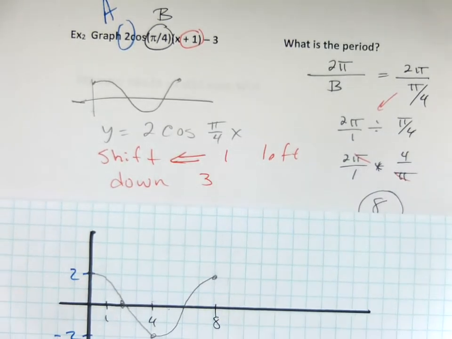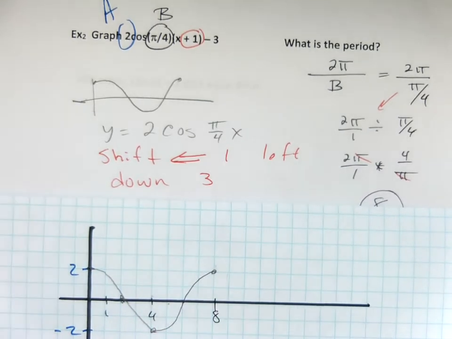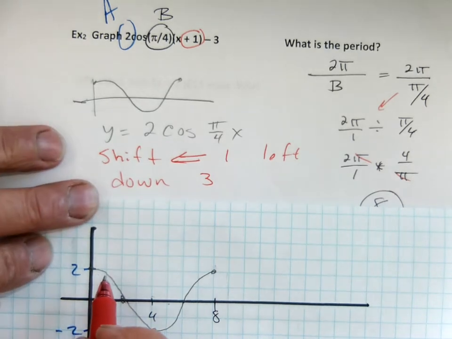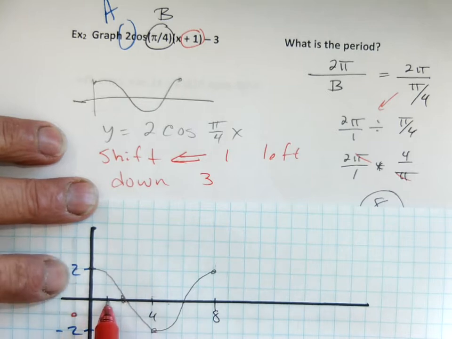So every important point, and I think there's 5 important points: 1, 2, 3, 4, 5. Okay, the beginning, the end, the middle, and the 2 quarters. Okay, so take every important point. We're going to go left 1 and down 3. So I'm going to go 1, 1, 2, 3. Boom. 1, 1, 2, 3.